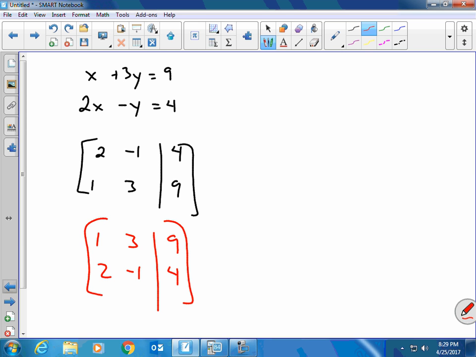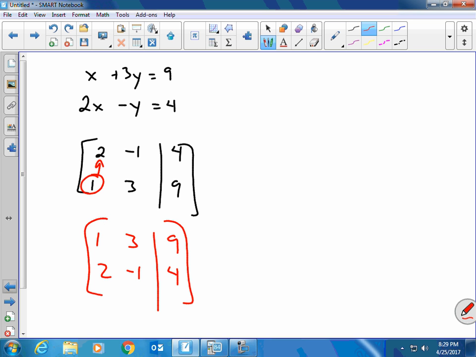There was no magical order in which equation was written on top and which on the bottom. So what I noticed is, there's a 1 sitting there, and it would sure be nice if that was sitting right here. So I did what's called a row swap. We just swapped the rows, which basically means we swapped the order of the equations, like I did on the smartboard. We didn't change anything. Now I have step 1 completed.